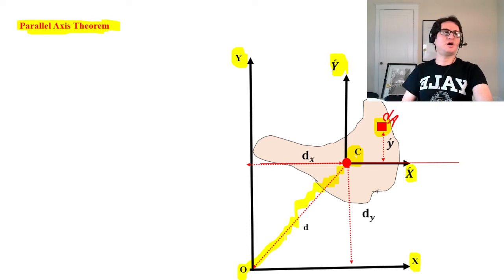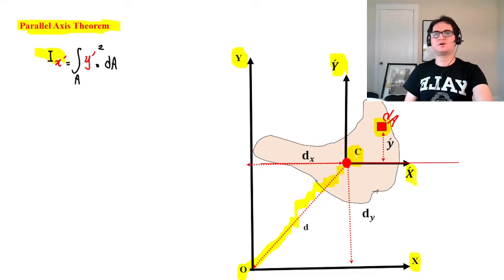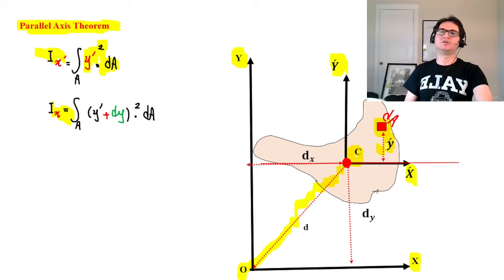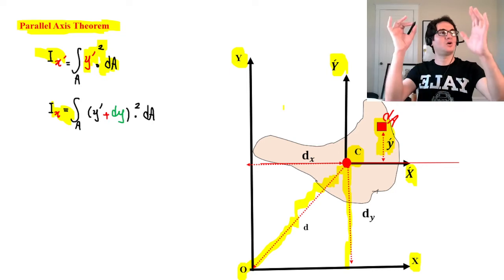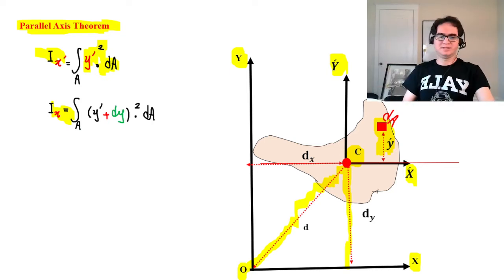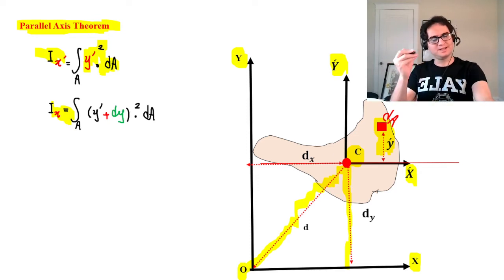We know Ix prime for the old house is the integration of y prime squared dA. If you want to know the Ix for the brand new house, that's your previous distance y prime plus dy, which is the distance from the centroid to the new house. The old distance plus the new distance, all in parentheses, squared, times dA again. That gives you the moment of inertia about the x-axis.